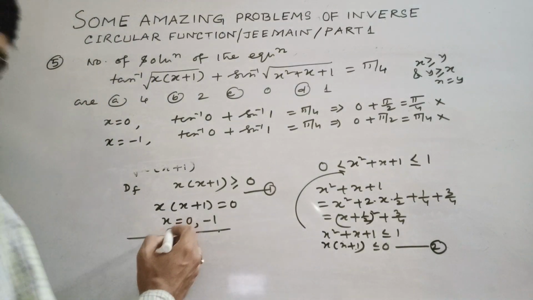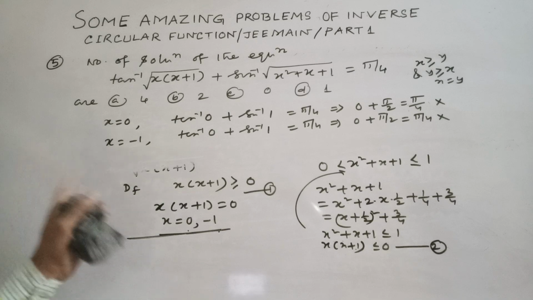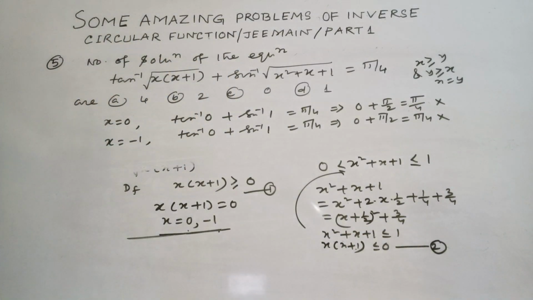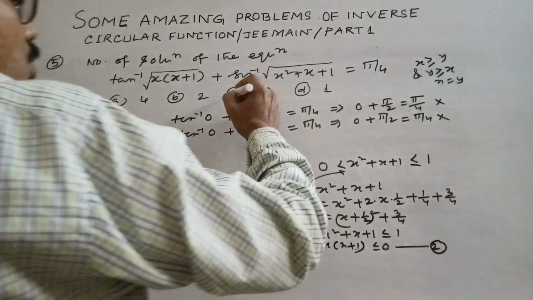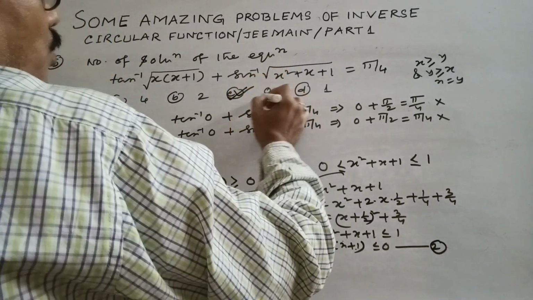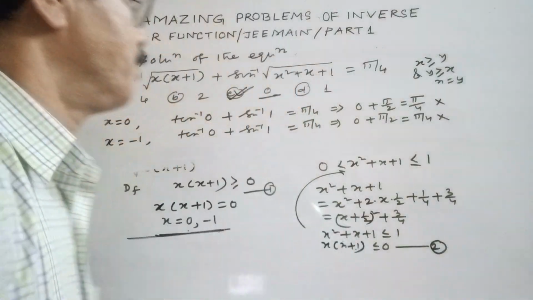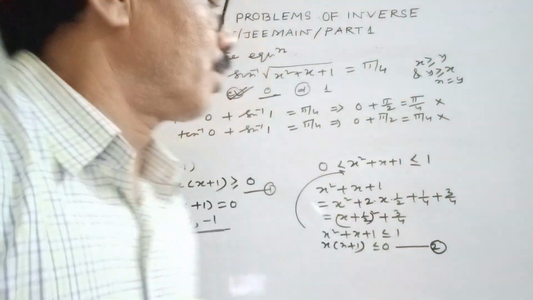So you put values of x into the given equation. If it is satisfied, then it is a solution. So no value satisfies it. So no solution. Number of solutions 0. So this is a problem of JEE Main.